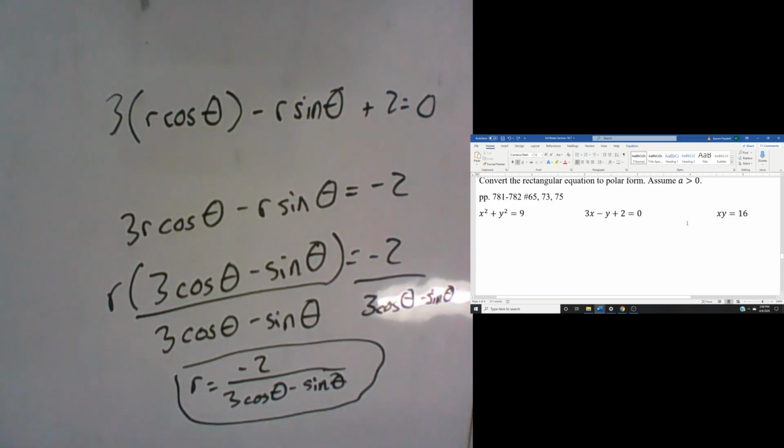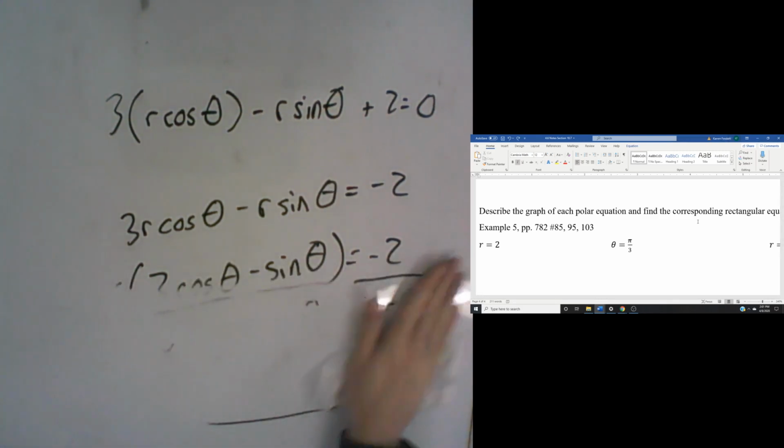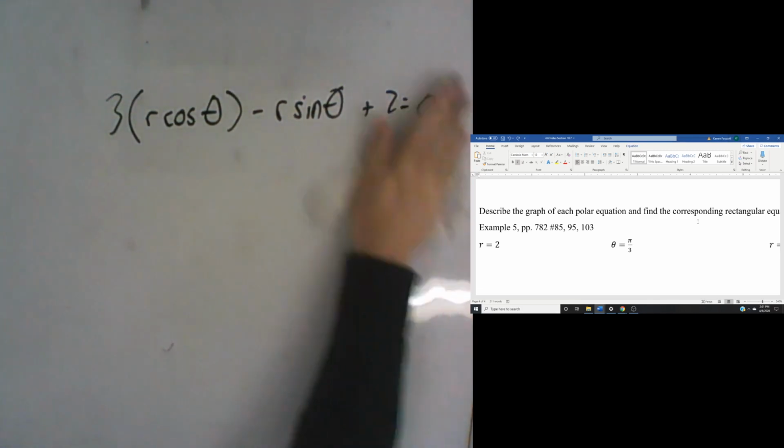Okay, and then xy equals 16. You can solve it yourself. Okay, turning polar into rectangular. That's the last question. So we're just gonna cruise through these.